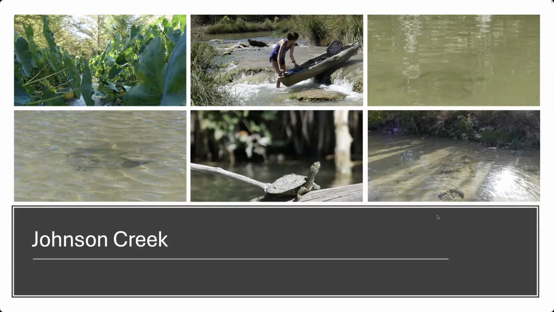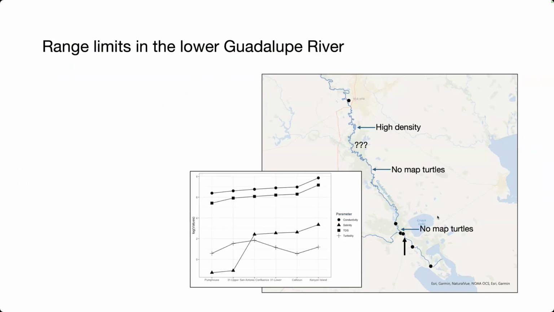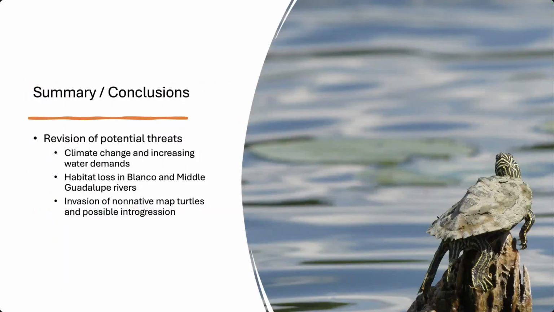So anyway, as I wrap this up, what I'd like to say is that we need to potentially revise what we consider to be threats for map turtles, for Cagle's map turtle, from previous assessments. In particular, I think that the biggest threat to map turtles is continuing climate change and increasing water demands.